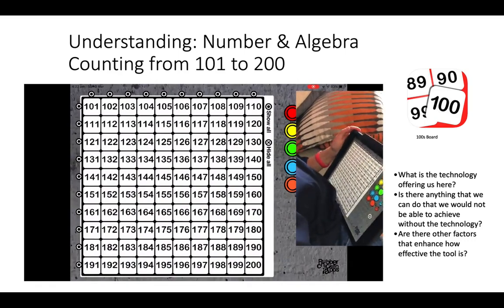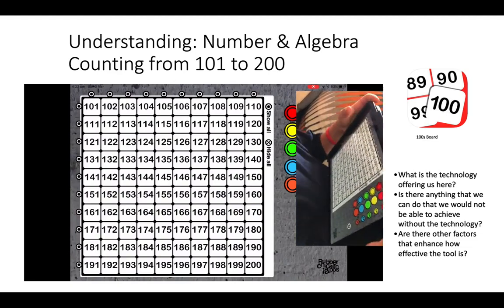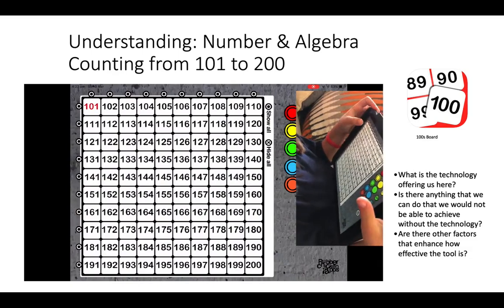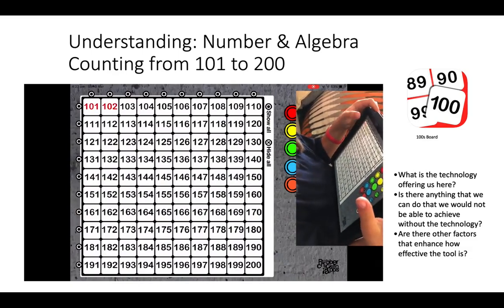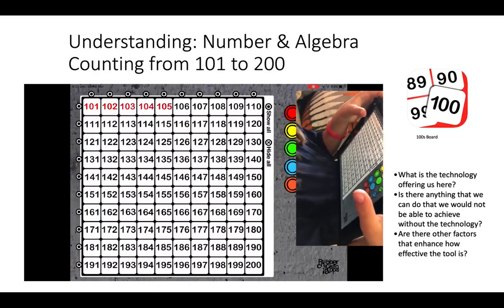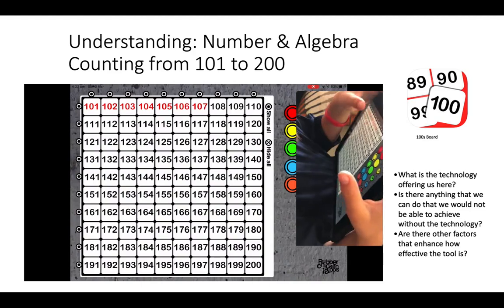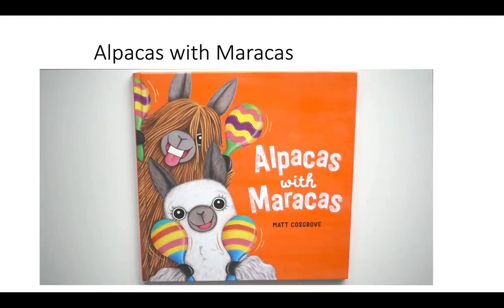So we're counting to 200. Okay, from what? What are you starting at? 101. Oh, very nice. 101, 102, 103, 104, 105, 106, 107, 108, and 109. Okay.